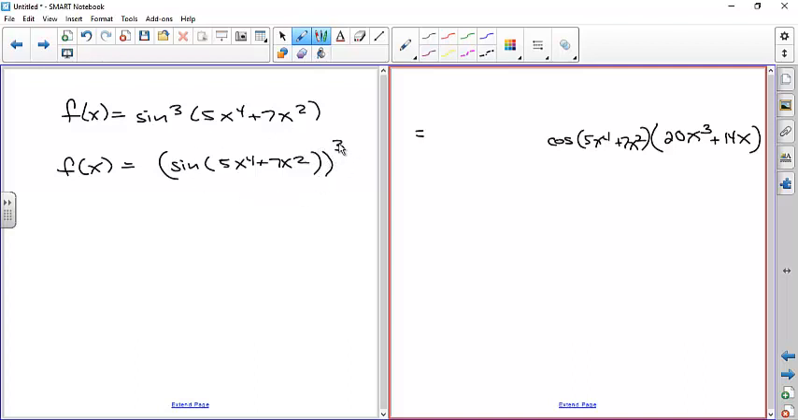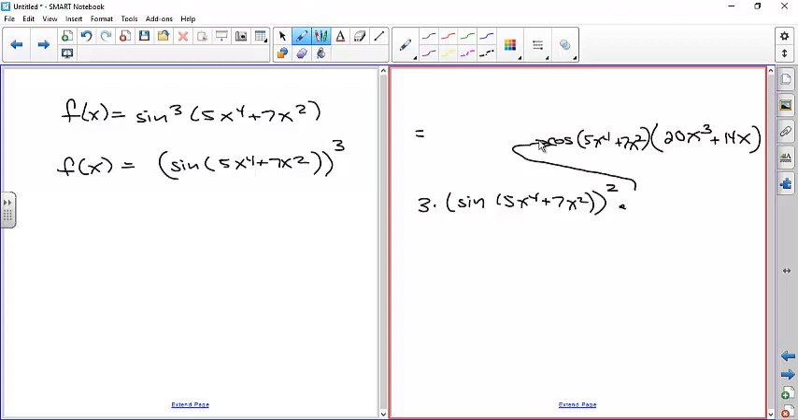All you're going to do is use the power rule. So the last part would be 3 times the quantity, the sine of 5x to the fourth plus 7x squared, the whole thing squared. And then this would be multiplied by that. Okay?